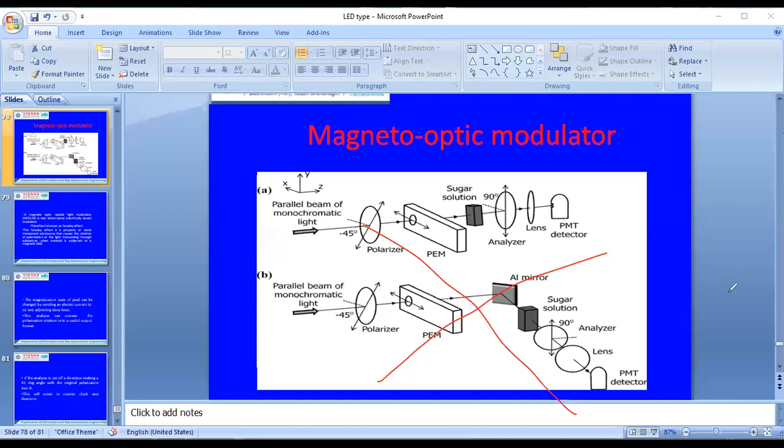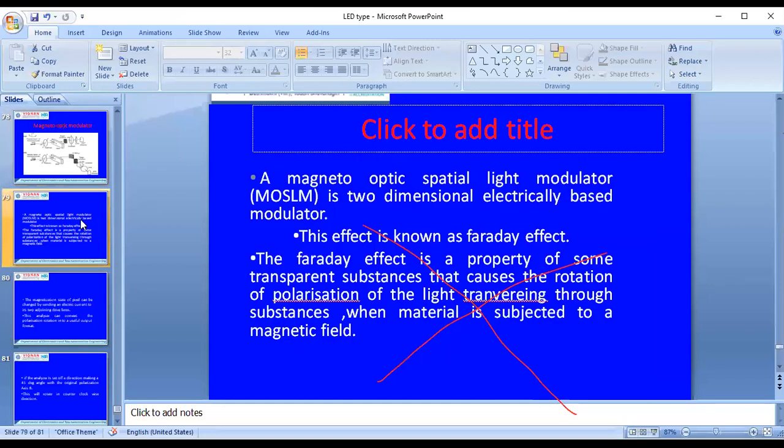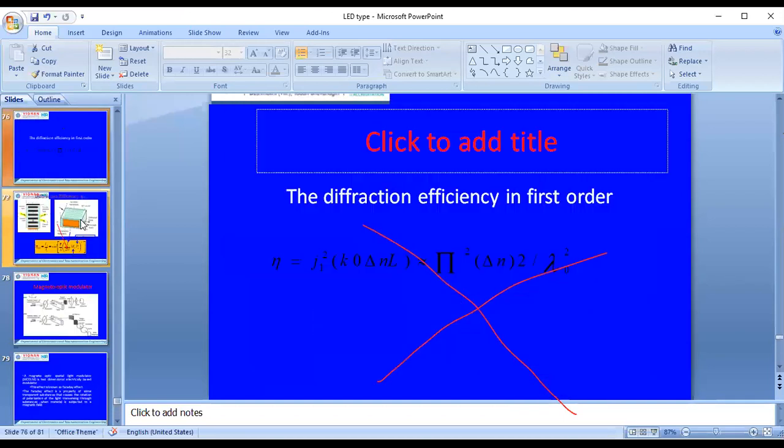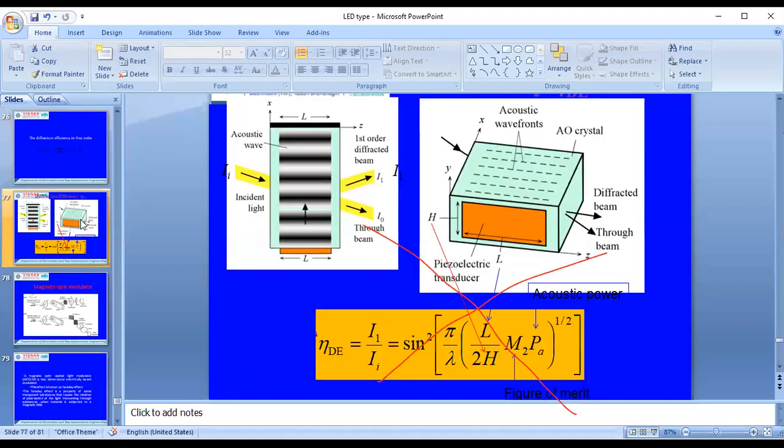In the magneto-optic modulator, these are verified with polarization changes, where you can take the effect as Faraday's effect. In the previous case, as the acousto-optic modulator, we can take the diffraction efficiency. That diffraction efficiency eta_DE is equal to I1 by I, which is equal to sine inverse pi by lambda into L by H into M Pa, whole power 1 by 2.